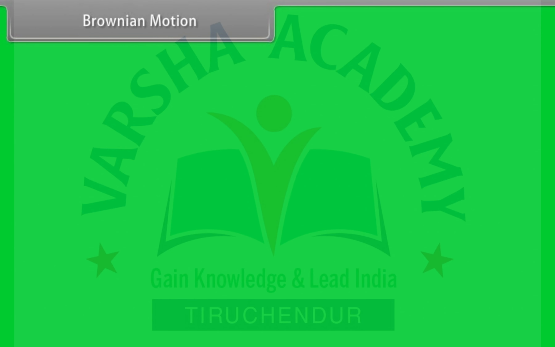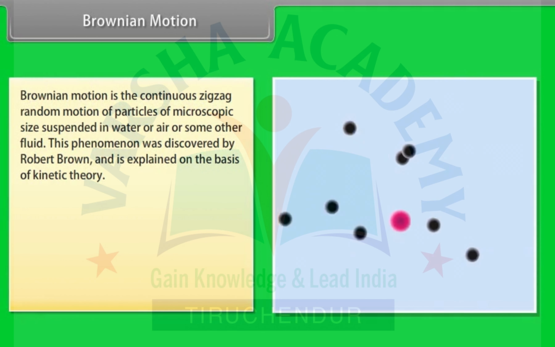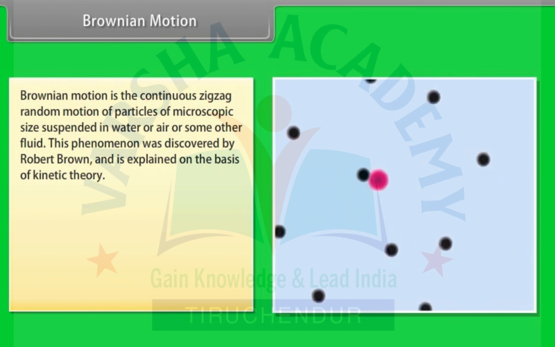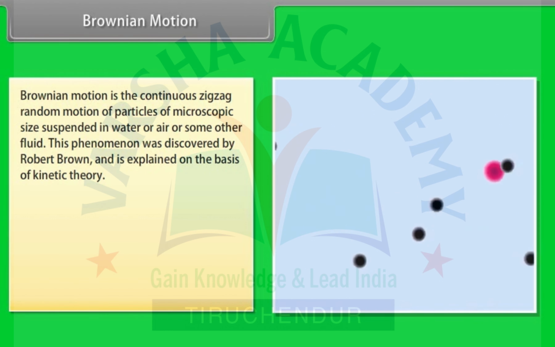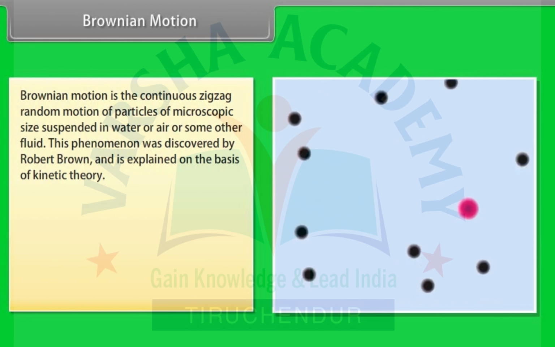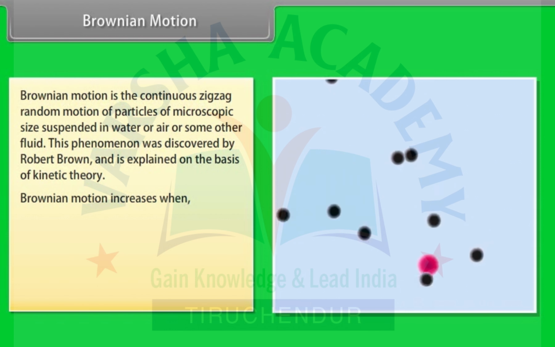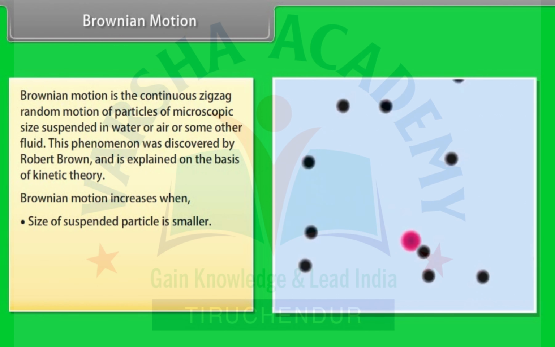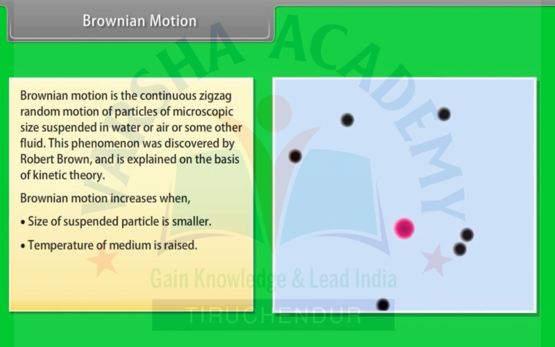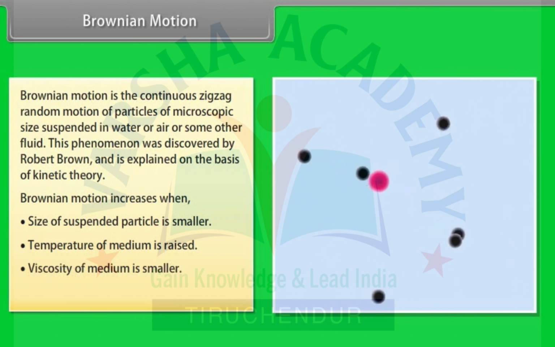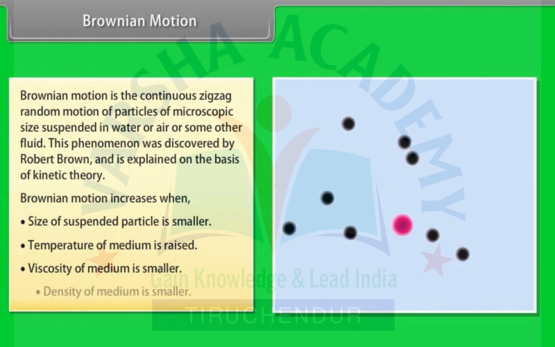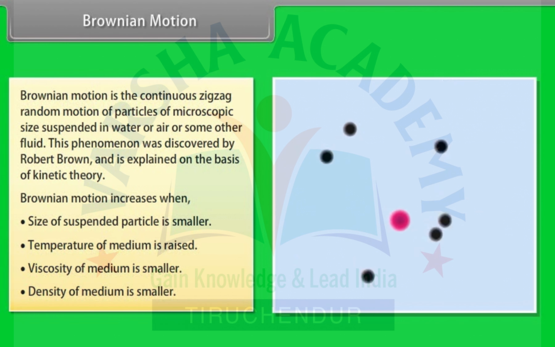Brownian motion. Brownian motion is the continuous zigzag random motion of particles of microscopic size suspended in water or air or some other fluid. This phenomenon was discovered by Robert Brown and is explained on the basis of kinetic theory. Brownian motion increases when size of suspended particle is smaller, temperature of medium is raised, viscosity of medium is smaller, density of medium is smaller.